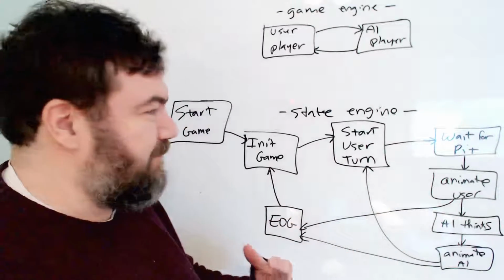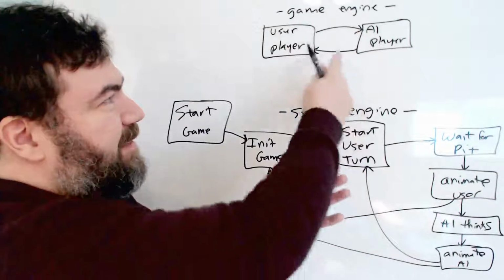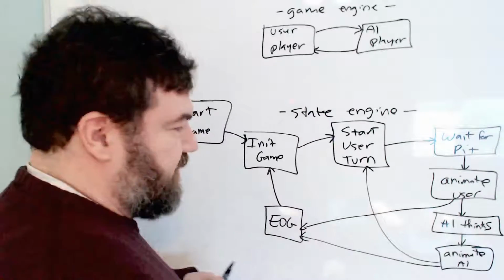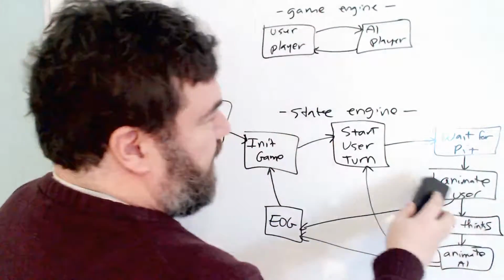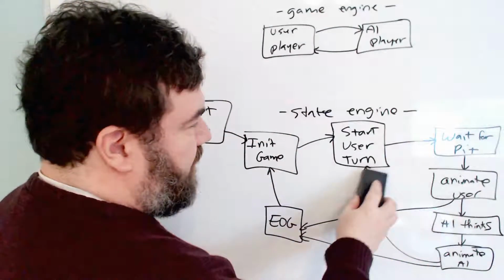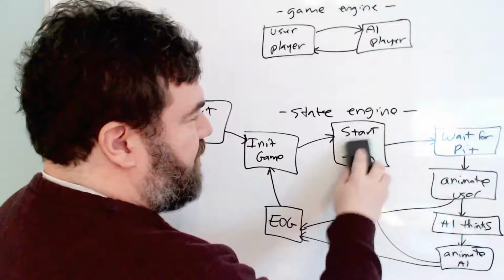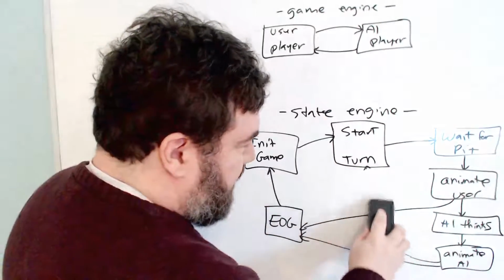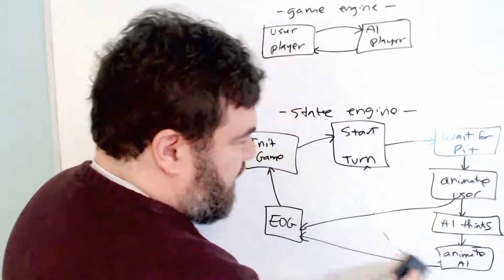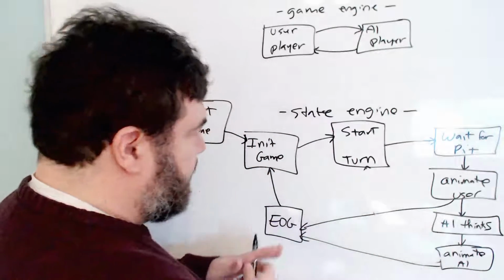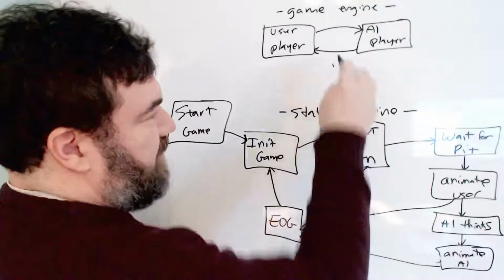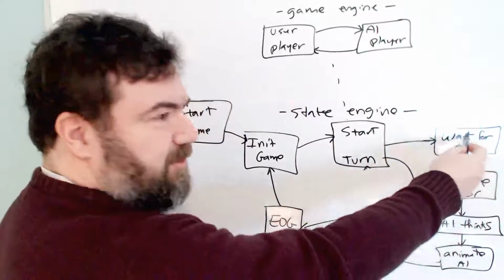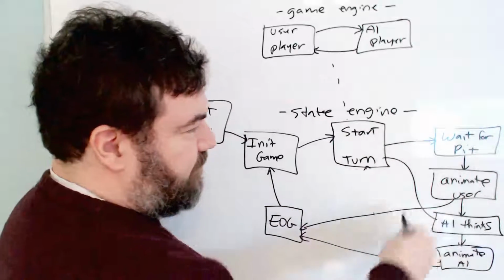So to simplify this, I think I'm going to make this the decision maker. This is what I'm going to change. I'm going to change this from user turn to start turn of any kind, and this will ask the engine whose turn it is, and then start the right turn. Either it starts the user's turn or starts the AI's turn.